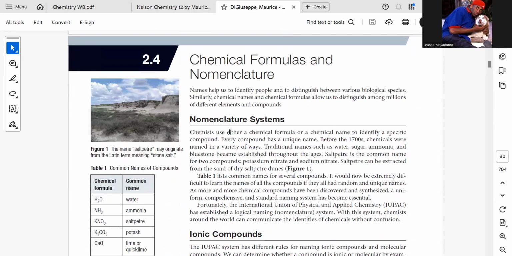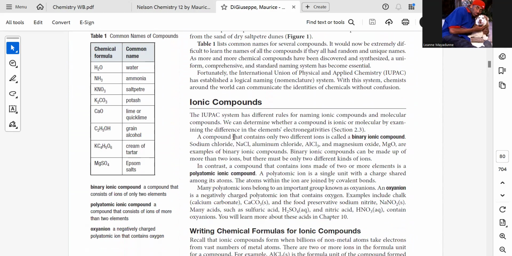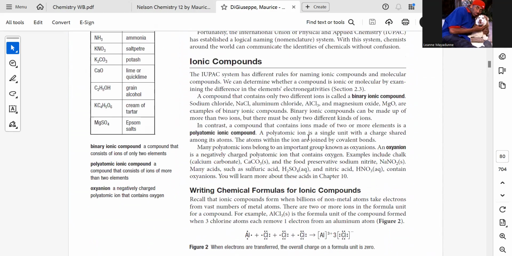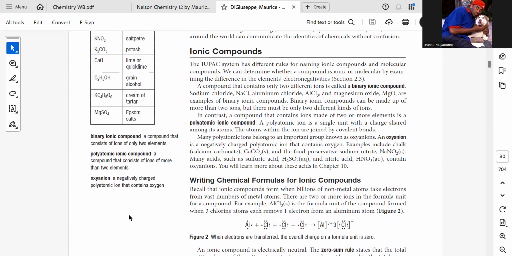Now the next part is chemical formulas and nomenclature. Let us understand ionic compounds. Binary ionic compound: a compound that consists of ions of only two elements. Polyatomic ions: as the name says, since it is polyatomic, it will have more than two elements. Oxyanions: a negatively charged polyatomic ion that contains oxygen. Can you write that down?